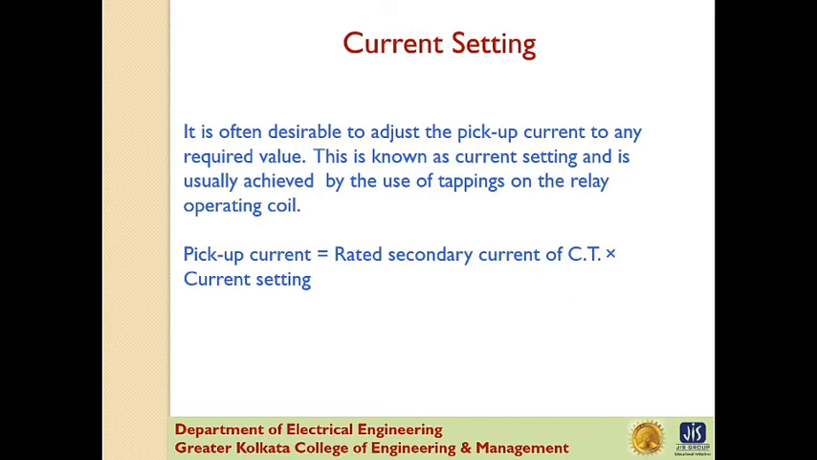Current setting. It is often desirable to adjust the pickup current to any required value. This is known as current setting and is usually achieved by the use of tappings on the relay operating coil. The taps are brought out to a plug bridge. The plug bridge permits altering the number of turns on the relay coil. This changes the torque on the disc and hence the time of operation of the relay.